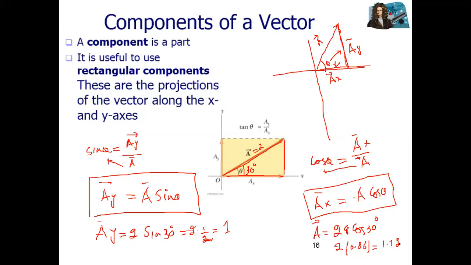Correct? Is cosine 30 equal to 0.15 or 0.86? I think 0.86. Let me check again. Cosine 30 degrees, yes, 0.866. Okay, great. Thank you.